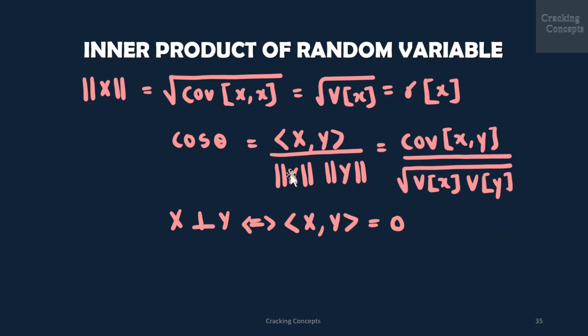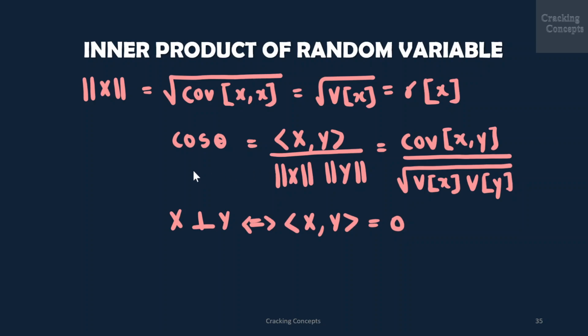If we look at the angle theta between two random variables x and y, we get cos theta given by inner product of x comma y by length of x into length of y, which is written as covariance of x comma y by root of variance of x into variance of y, which is the correlation between the two random variables. This means we can think of correlation as the cosine of angle between the two random variables when we consider them geometrically.